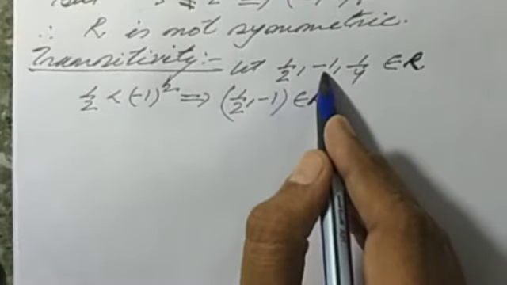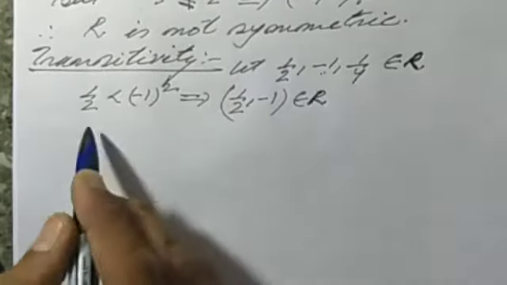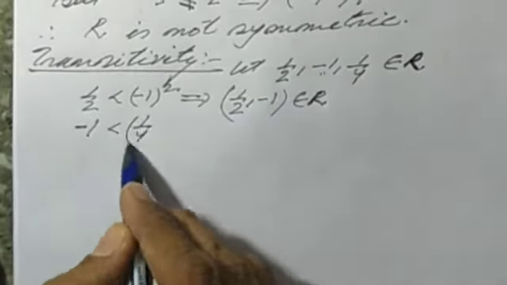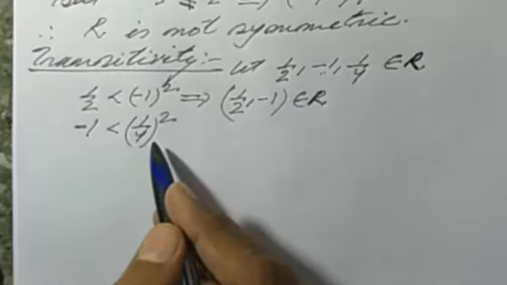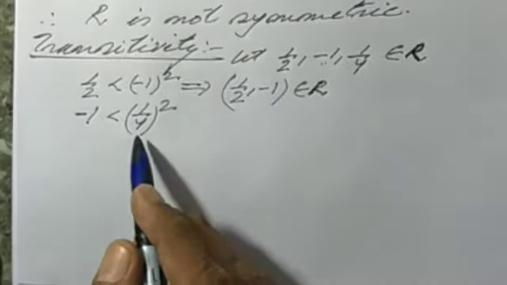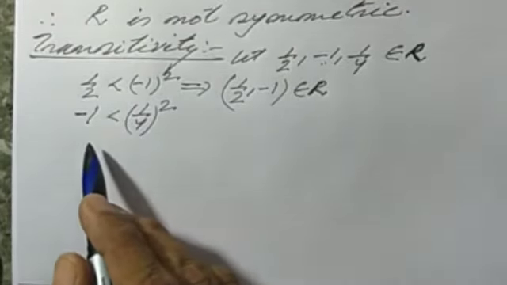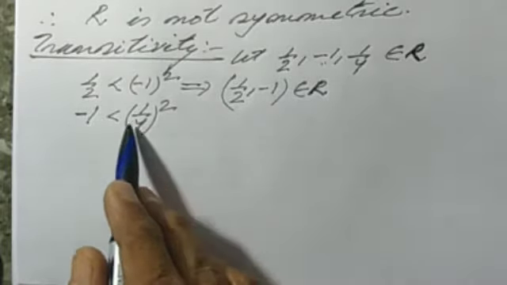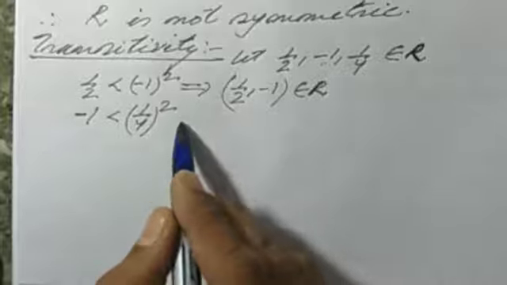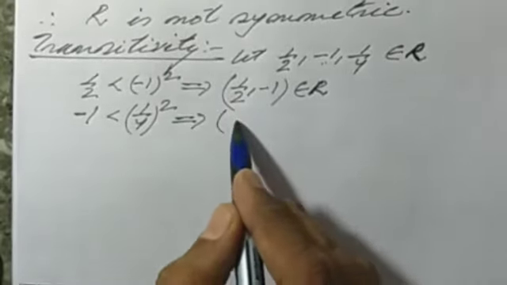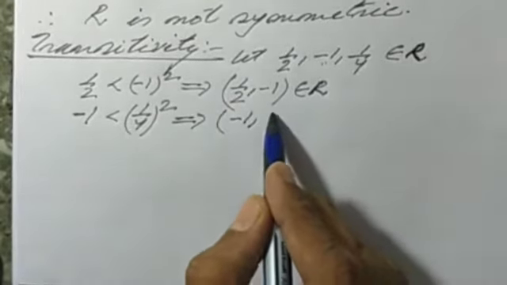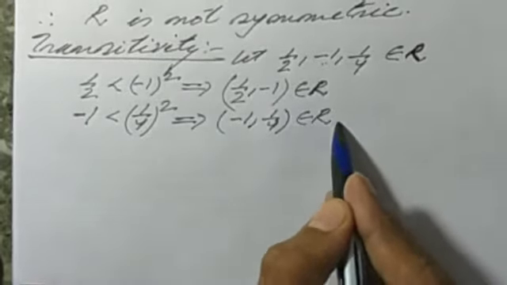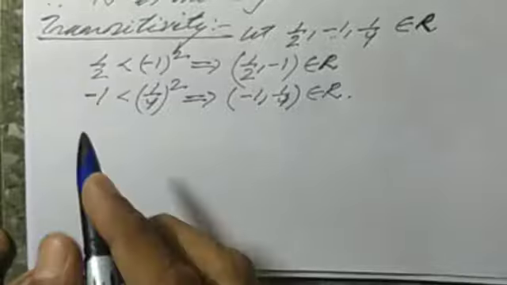Now if we consider minus 1 and 1/4, obviously minus 1 is less than 1/4 squared, because 1/4 squared is 1/16, which is positive, and every positive number is greater than every negative number. So minus 1 is negative, it is less than 1/16. So it implies that (minus 1, 1/4) belongs to R according to the given criterion.